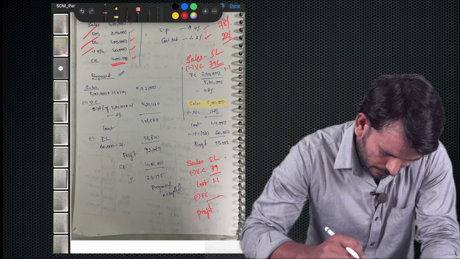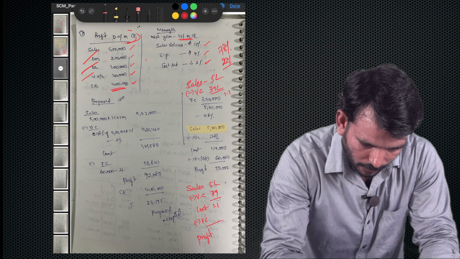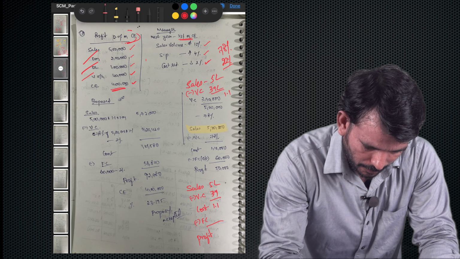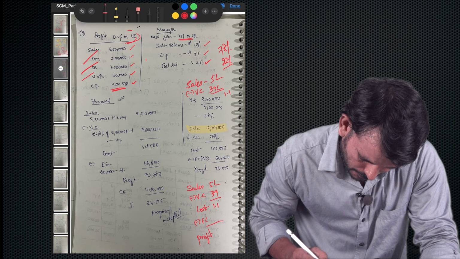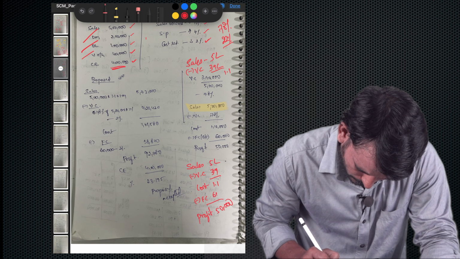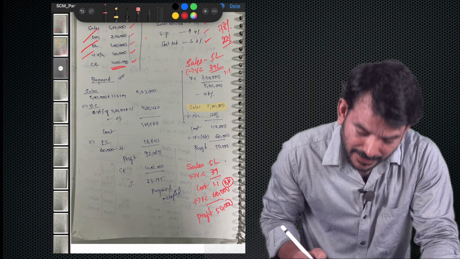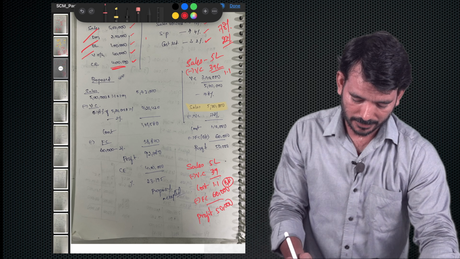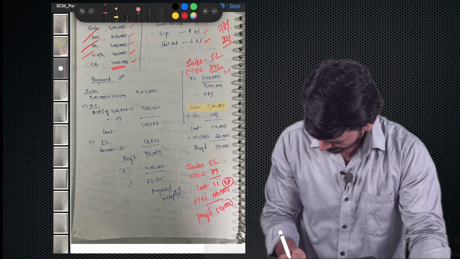Profit they have already given, existing 4 lakh multiplied by 12.5%, 50,000. So fixed cost will be 60,000. This will be your balancing figure. Okay, so these are the basic elementary things, but we still need to be clear on this.